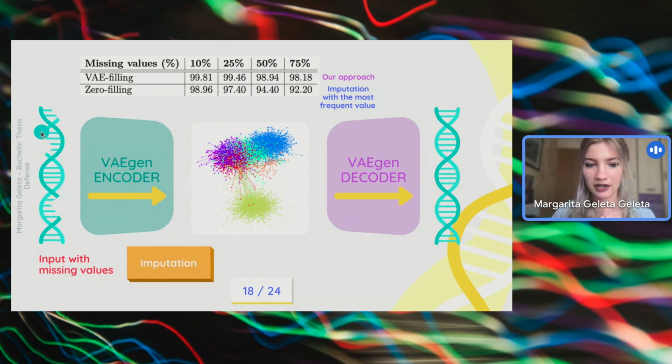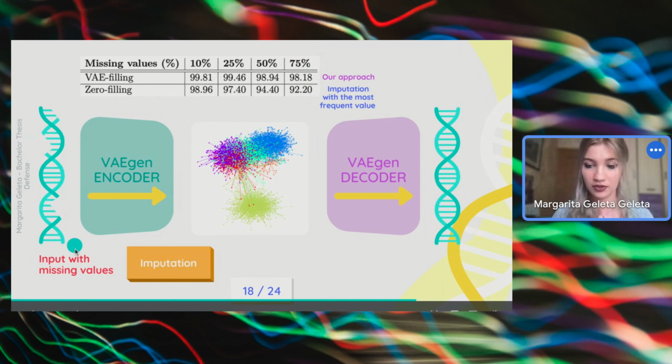And here in this table we can compare this learning. So the VAE filling is the imputation with our VAE, and zero filling is the imputation with the most frequent value, which is 0. So that's why it's called zero filling. If we have a strand of 10,000 positions having 75% of missing values, the VAE filling allows a reconstruction of 19%, whereas zero filling just 92. So that's a good result also. We can see that the VAE can actually learn the correlations of the strand.